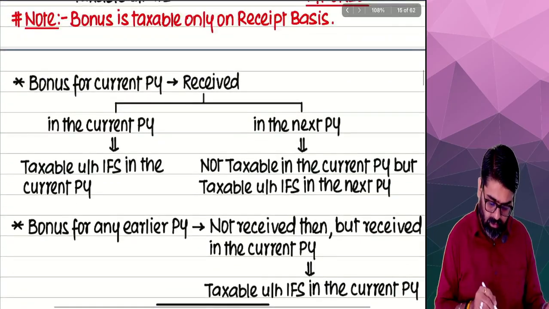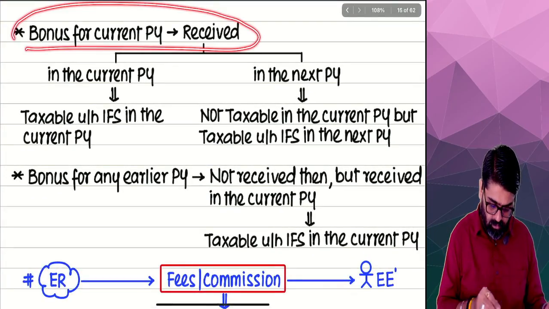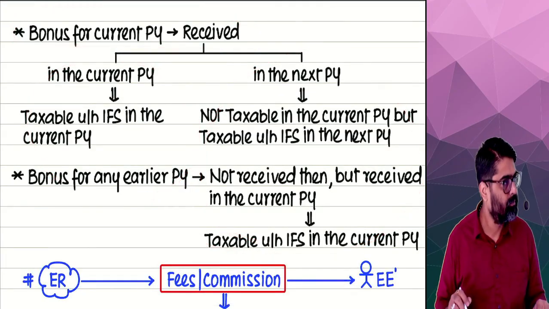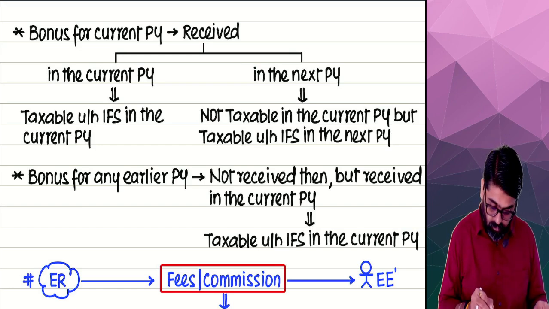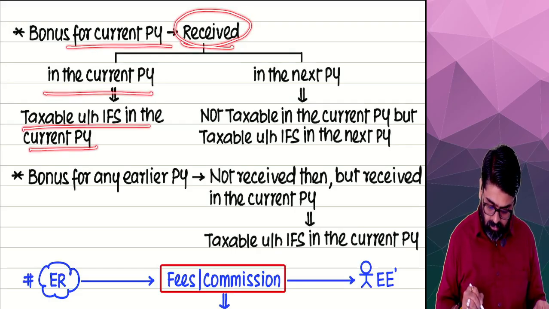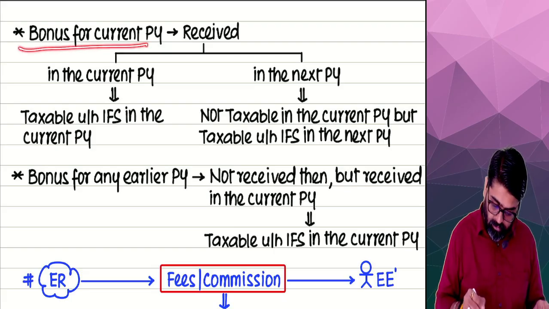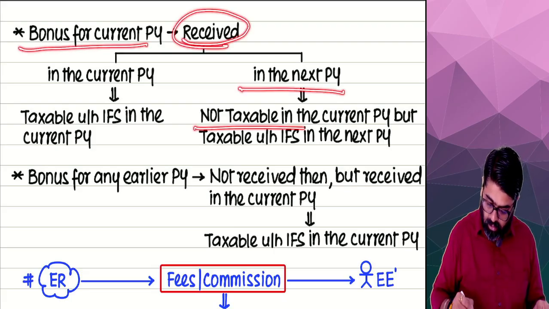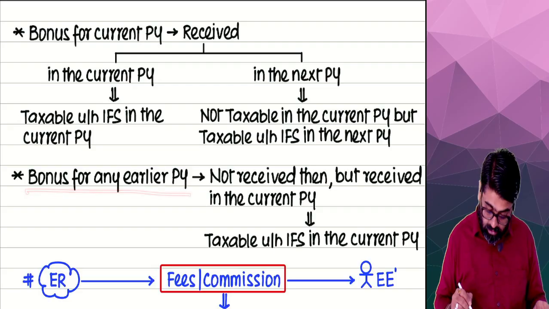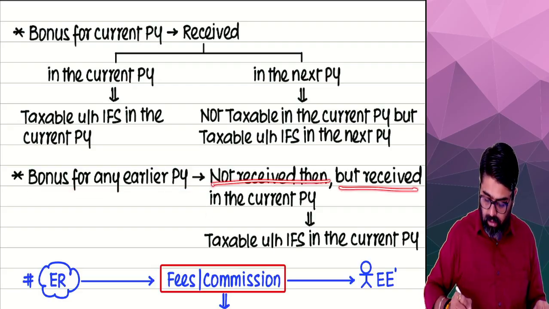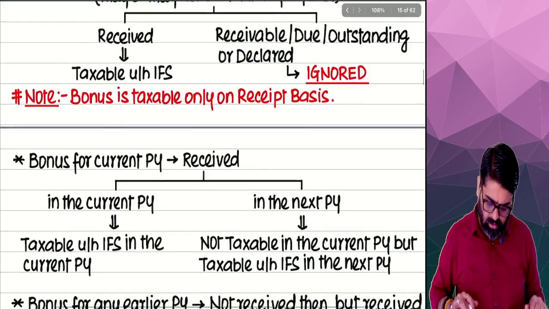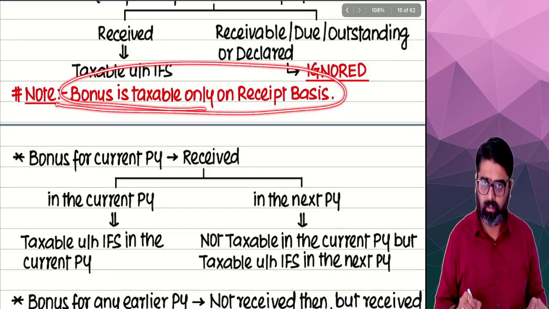But before that, please read this small part. I have already explained this, but you just have to read it. For current previous year, received in current previous year, taxable in current previous year. Bonus for any earlier previous year, not received then but received in the current year, is taxable in the current year. That is just a summary. That bonus is taxable on what basis? Receipt basis. So that is the summary.